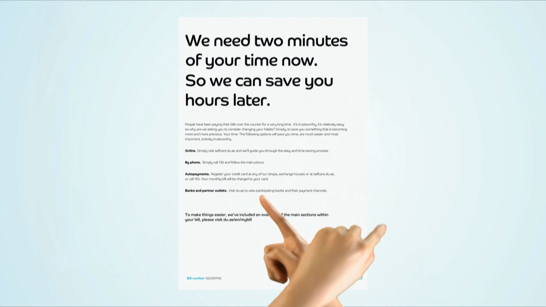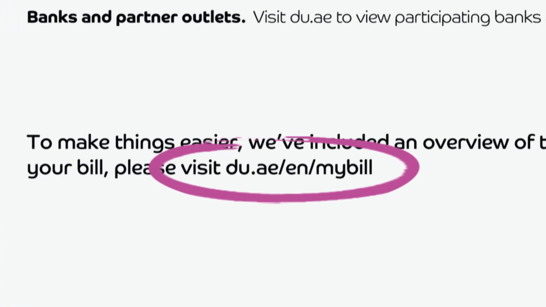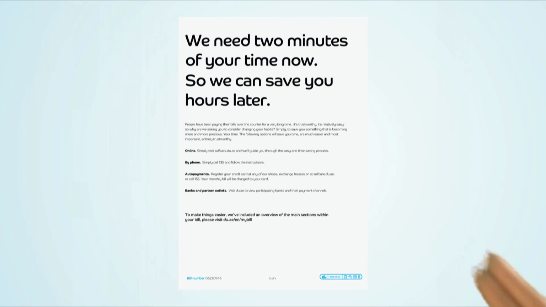Page 2 is a simple guideline as to the different ways you can pay your bill. You can also find this information at do.ae/mybill. On the next page, you'll find a bit more details about this bill.